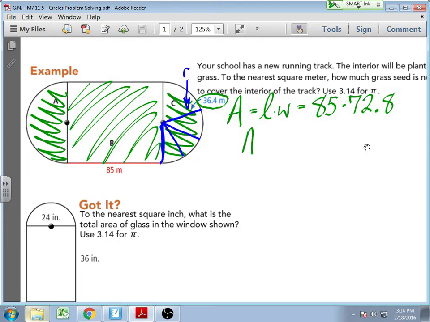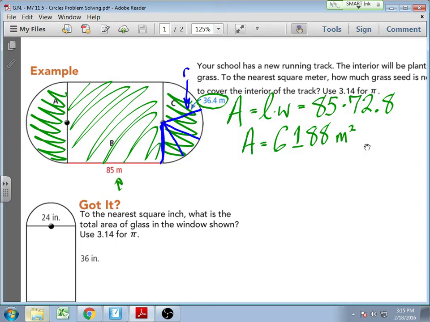So this area, when I calculate it, what do you get when you calculate it? It's sad that not more of you have calculators to help me out with this. What do you get for that rectangle? 6,188. There it is, 6,188. What's my label? Meters squared.